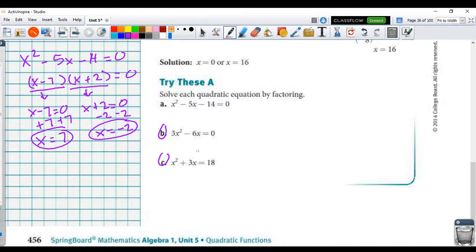Okay, so the answer to part B is x equals 0 and x equals 2. The answers to part C, you get x equals negative 6 and x equals 3. So check your answers. Okay, we're going to go ahead and move on.